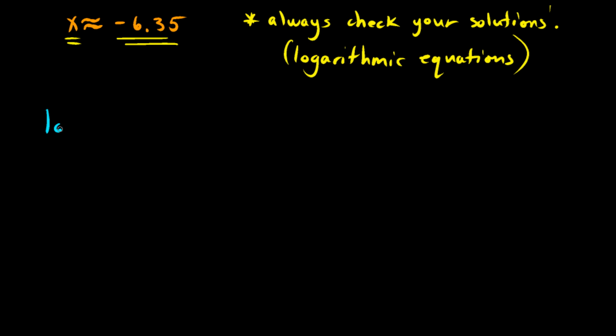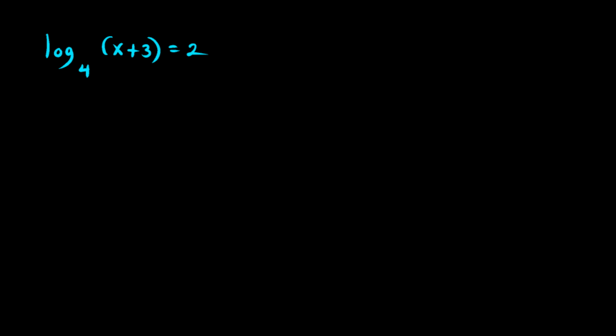Let's say we had log base 4 of x plus 3 equals 2. This is an example of a logarithmic equation that you're going to have to solve. It's a logarithmic equation because it's not written as a base to a power equals a value. It's written as a log or an ln with a particular base of n equals an exponent.